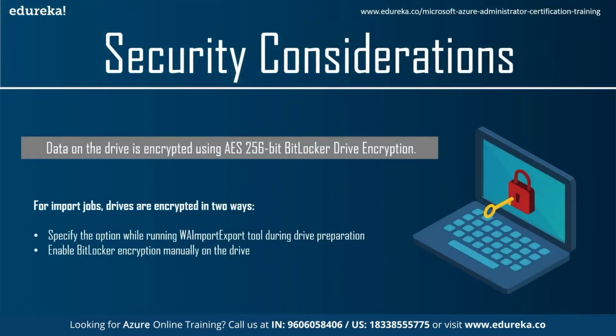The data on the drive is encrypted using AES 256-bit BitLocker drive encryption. This encryption protects your data while it is in transit. For import jobs, drives are encrypted in two ways. First, specify the option in the dataset file while running the WAImportExport tool during drive preparation. Second, enable BitLocker encryption manually on the drive. Specify the encryption key in the driveset file when running the WAImportExport tool command line during drive preparation.